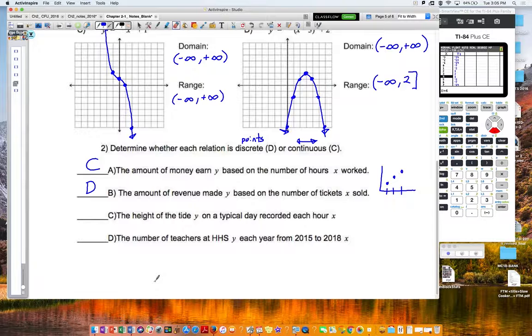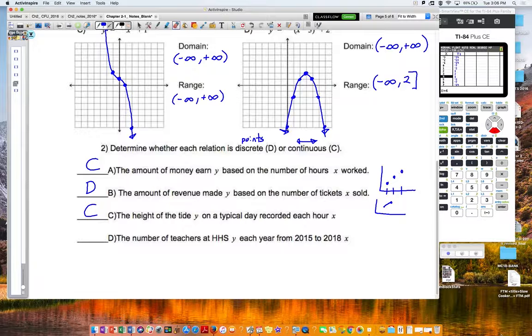C, height of the tide on a typical day recorded each hour. So even though you're recording it each hour, you could be recording it every minute, every second, and such. So when we look at the height of the tide, this one is continuous. Because you could actually connect those points and it makes sense to connect them and graph them.